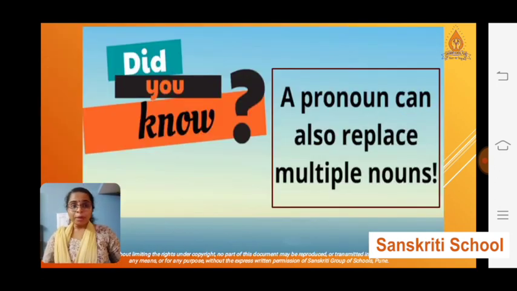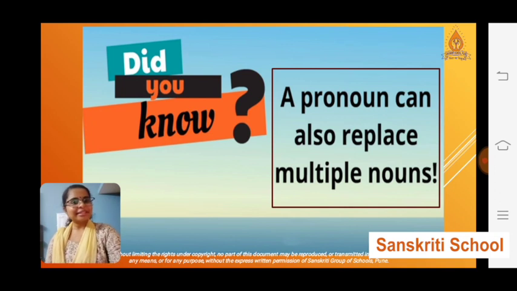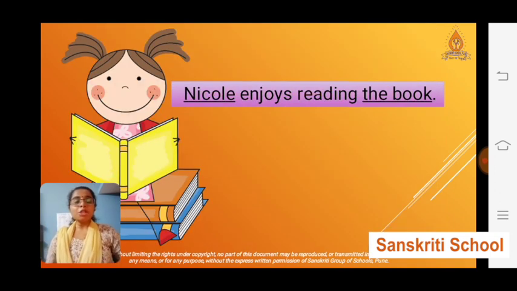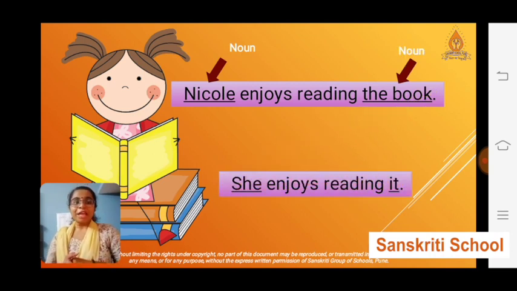A pronoun can replace multiple nouns. Multiple nouns? What is that? Let's look into one example. See, Nicole enjoys reading the book. So here, Nicole is a noun. Book is also a noun. So I can replace it, see, with she enjoys reading it.